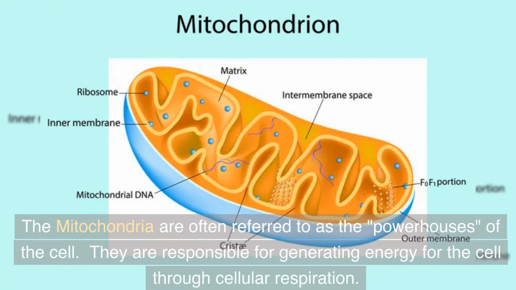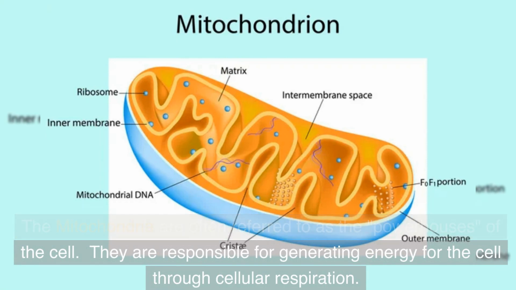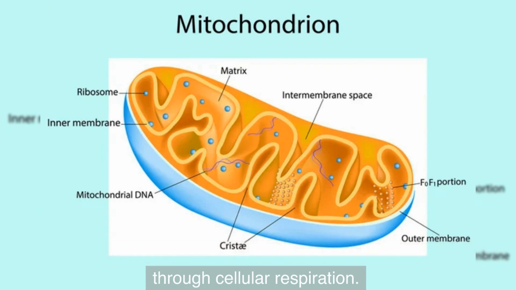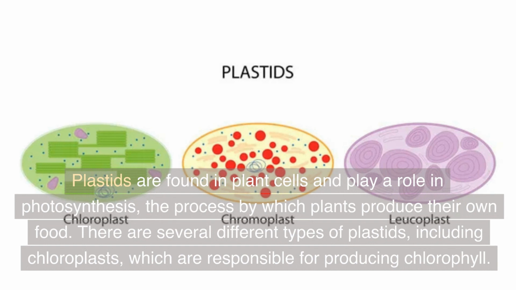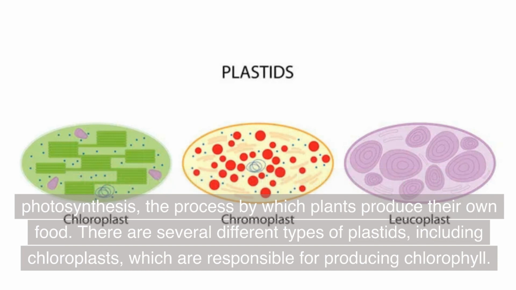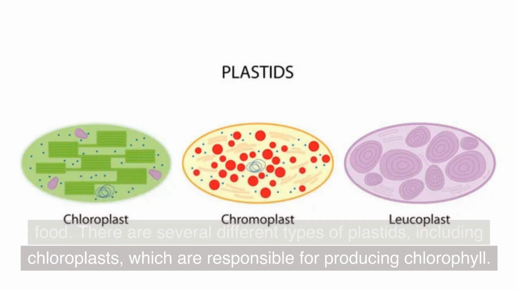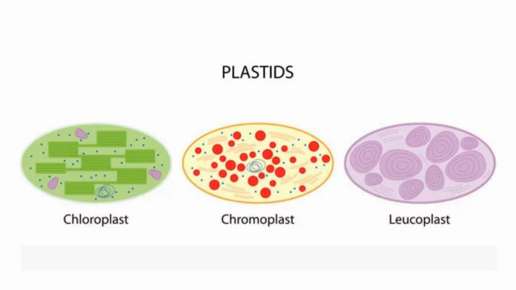The mitochondria are often referred to as the powerhouses of the cell. They are responsible for generating energy for the cell through cellular respiration. Plastids are found in plant cells and play a role in photosynthesis, the process by which plants produce their own food. There are several different types of plastids, including chloroplasts, which are responsible for producing chlorophyll.